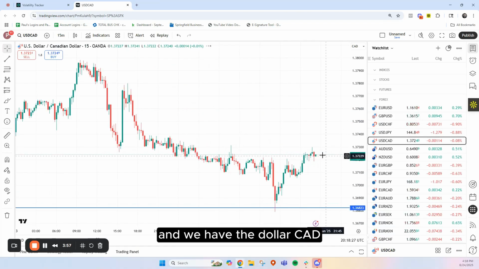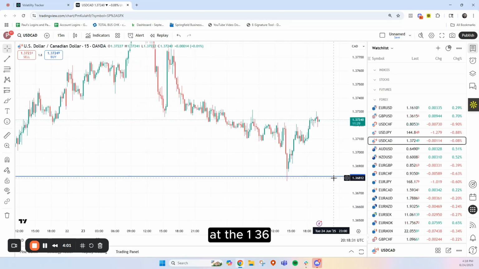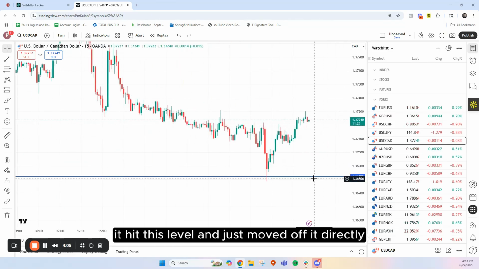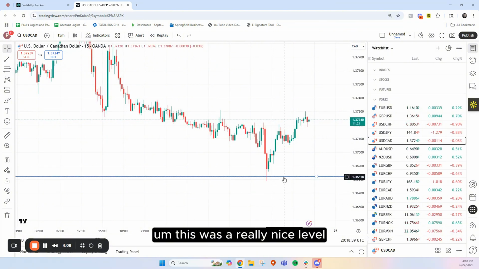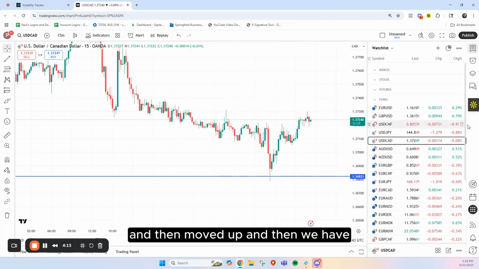And then we have the dollar CAD. The dollar CAD just had this gorgeous level today at the 136.82. And it hit this level and just moved off it directly. This was a really nice level. I actually took this trade today, and it just popped down to this level and then moved up.